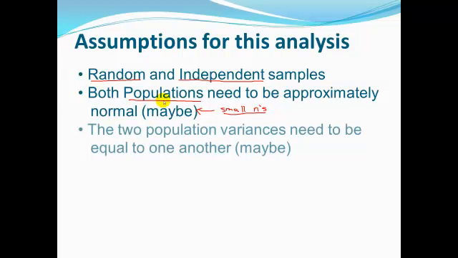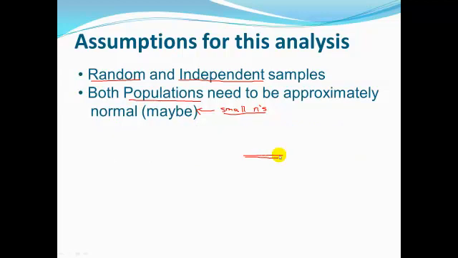And then the last one, which is probably the trickiest of all three of these: the two population variances need to be equal to one another. Maybe. And this opens up an ugly, ugly can of worms. Okay, when do you need that? Well, walk with me down this road, if you will. Problem that we run into. Let me come back here.